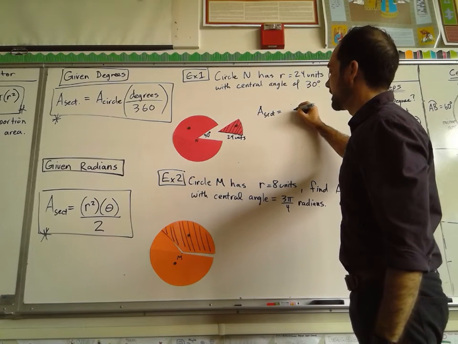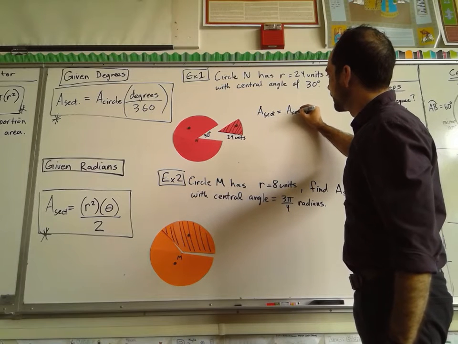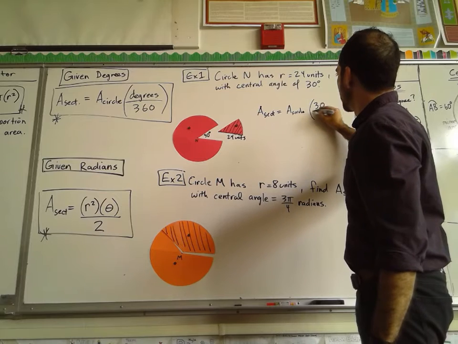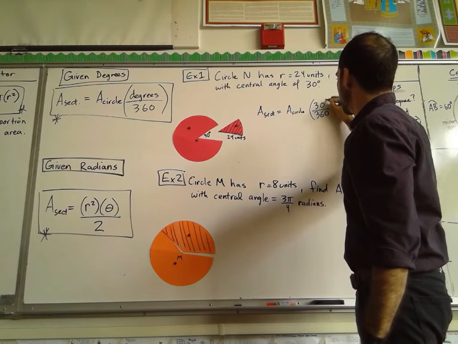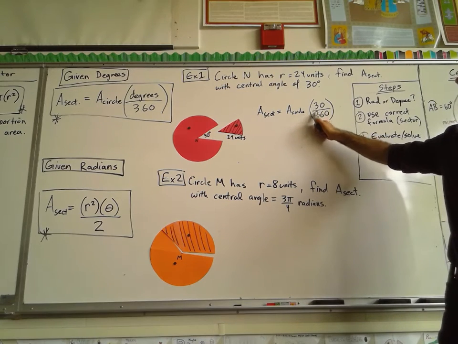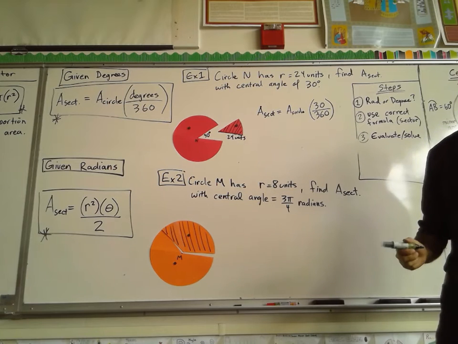is equal to the area of the whole circle, which we'll find right here. We'll do area of the circle times, what was our degree measure? 30 over 360. So again, we take the area of the whole circle, we multiply it by the portion of my whole 360 degrees all the way around. That's going to give us the area of that sector.